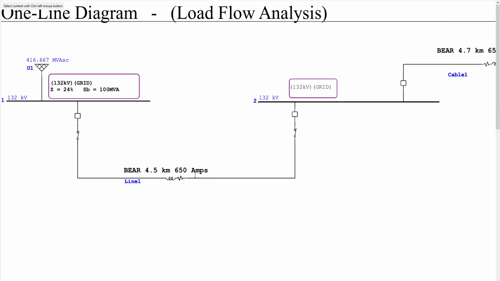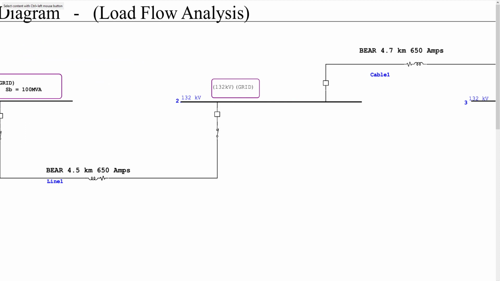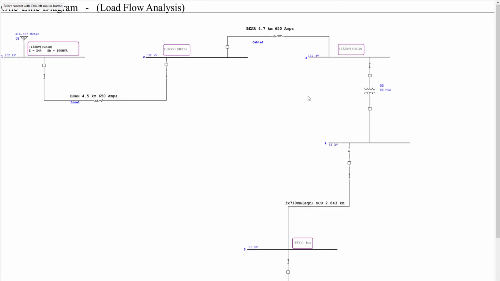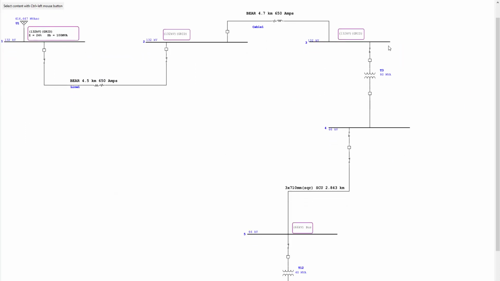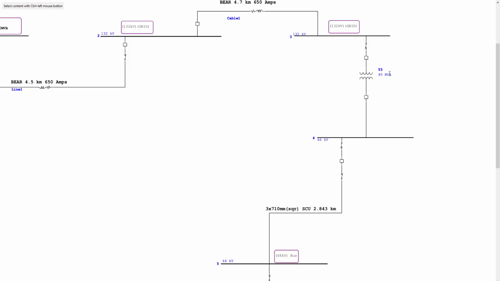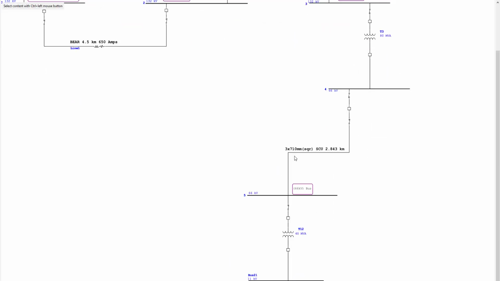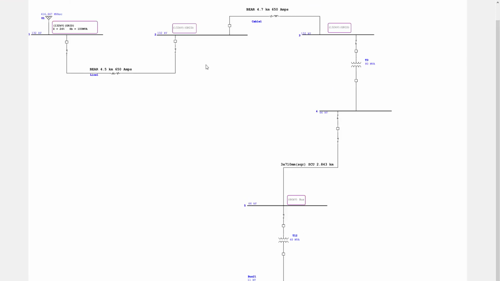And there is a 4.5 kilometer line running with a cable of 650. And we have the same there, a busbar. Then there is an 80 MVA transformer. And we have another line here. And the 5th busbar. So it's a 5 busbar system.